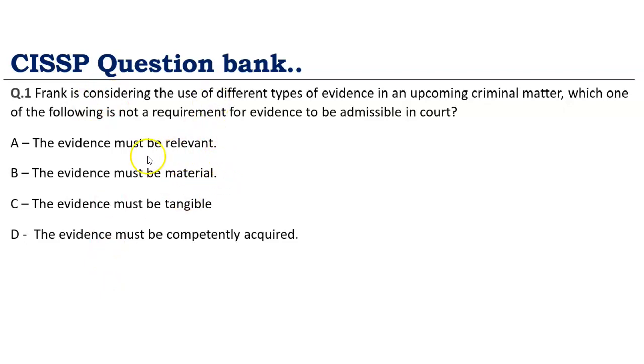So I have seen that evidence has three properties. It should be relevant, it should be material, and it should be competent. Then the only option given is tangible. It's not necessary that evidence must be tangible. It can be intangible also. And answer C is the correct answer for this question.